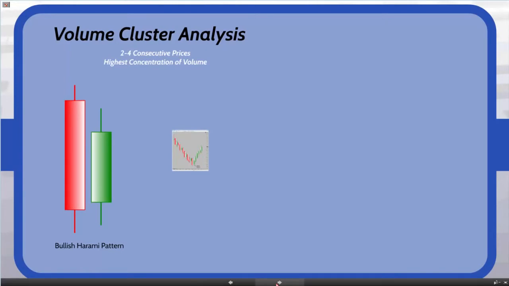On the left, you should see a bullish Harmony pattern. In candle terms, this is a large down period followed by a smaller period higher, meaning first there's a close lower than the open, then a close higher than the next open, but not as high as the first open. You guys lost yet? Well, thank God for red and green, right?